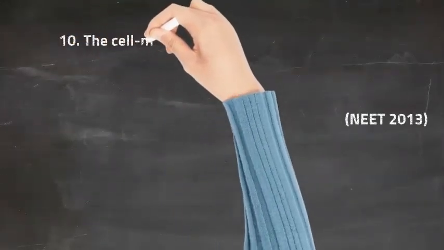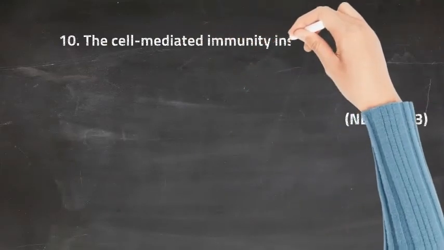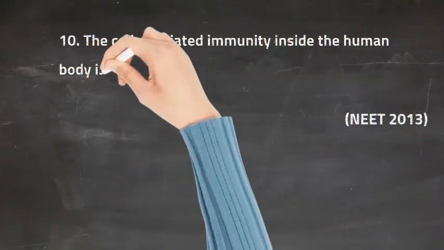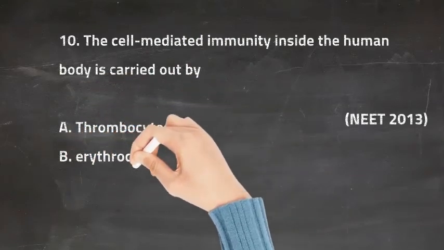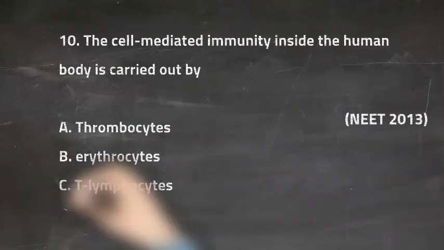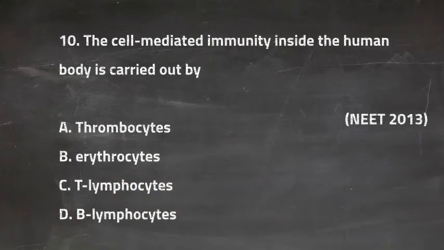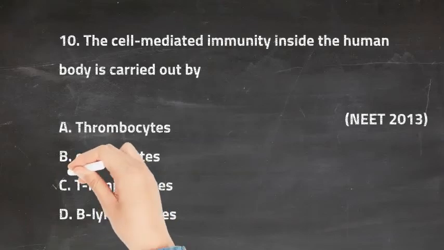The last question for this lecture is, the cell mediated immunity inside the human body is carried out by option A is thrombocytes, option B is erythrocytes, the option C is T lymphocytes, and the last option is B lymphocytes. The right answer for this question is option C, that is T lymphocytes.